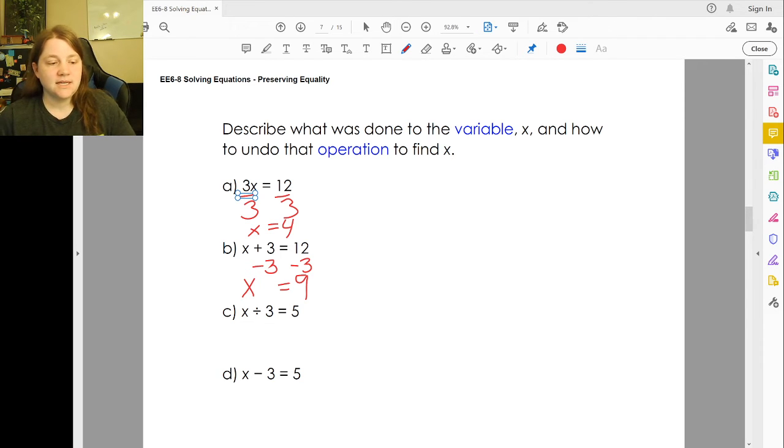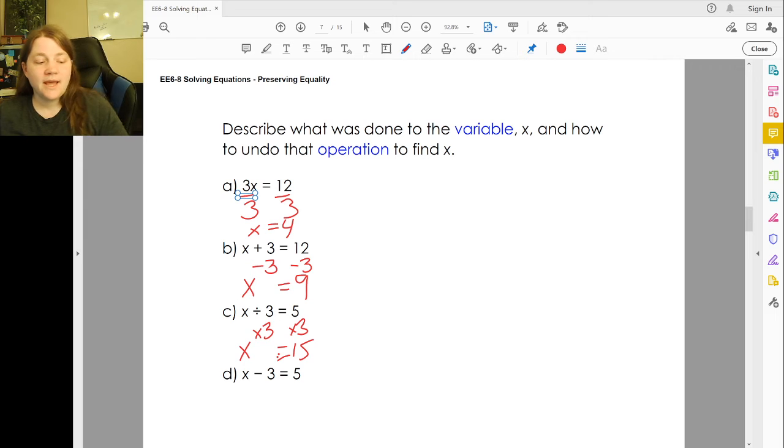For letter C, x divided by 3 equals 5. Well, if I'm dividing by 3, the inverse of that is to multiply by 3. So I'm going to multiply by 3 on both sides. That's just x over here. X equals 15.